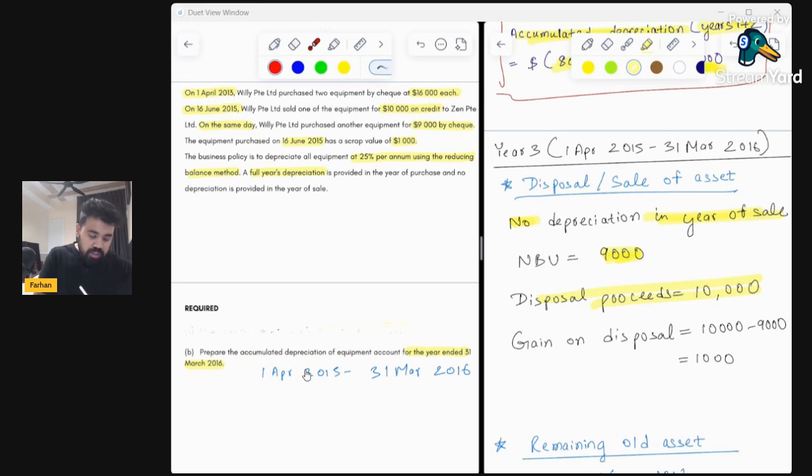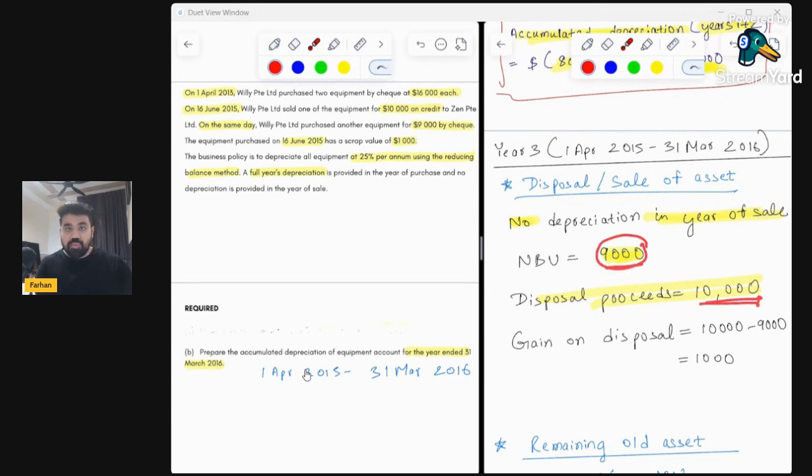You can see on 16 June 2015, Willie sold one of the equipment for $10,000 on credit to Zen Limited. Okay, so $10,000 here refers to the amount that we expect to receive by getting rid of this asset. Now, the day we sold this asset, the net book value was 9,000, but we ended up selling this for 10,000, which obviously means we ended up selling it for more than what it was worth. The net book value basically refers to the economic benefits that are still available for consumption within this asset.